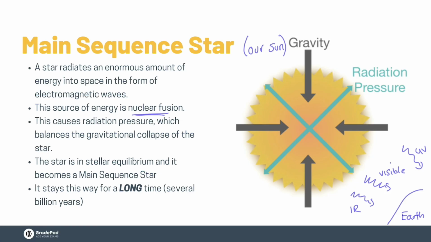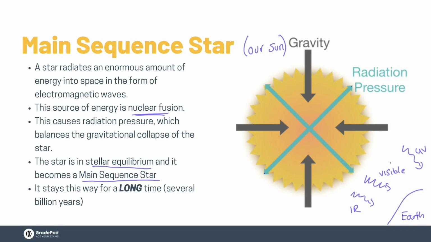And nuclear fusion causes radiation pressure. That means it pushes the edges of the star out, and that's represented by these green arrows here. Radiation pressure pushes the outside of the star out, but gravity pulls it back in again. And as long as gravity balances radiation pressure, the star is in stellar equilibrium and it is a main sequence star. Now, the good news for us is that happens and stays that way for several billion years, a long time.